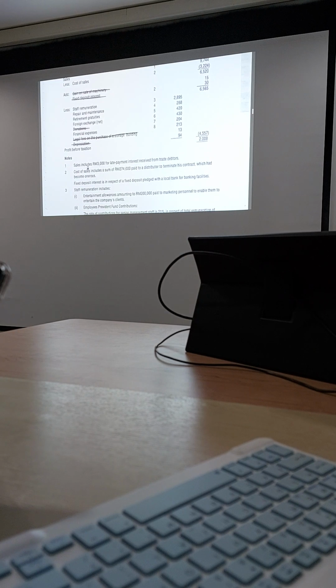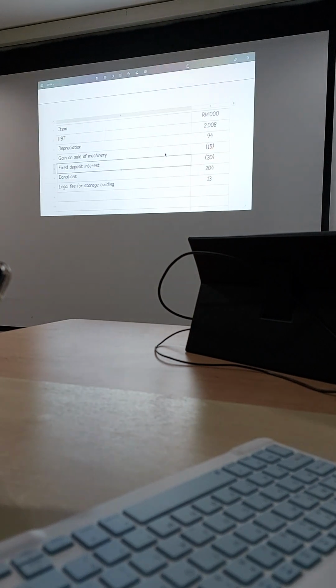Okay, then you got sales include 3,000 for late payment interest received from trade receivable. Now, how do you treat this one? This one, the 3,000 should be? That one for the interest. You deduct first, I bring that back in the bottom. Yes, add back in the interest income again.